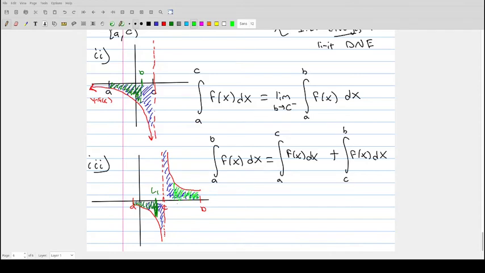The value of the integral from, say, L2 to b of this function. If both of these limits exist, then the improper integral from a to b is the sum of those two improper integrals. So this gives us a very powerful technique for dealing with improper integrals of this type.